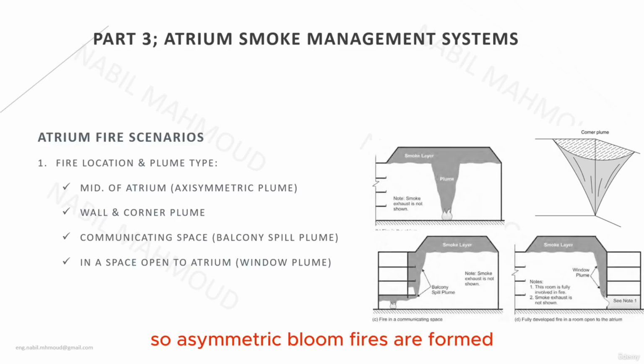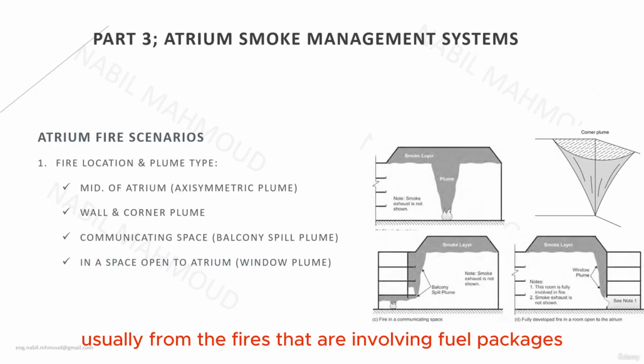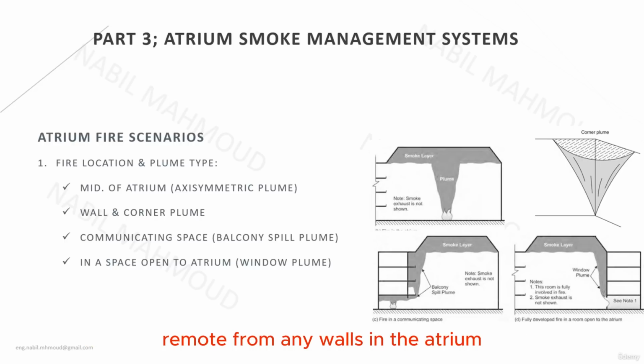Axisymmetric bloom fires are usually formed from fires involving fuel packages remote from any walls in the atrium, usually near the center or at the center of the atrium floor. Being remote from any walls, we need to note that the air is entrained around the entire bloom perimeter of the smoke along the entire clear height of the bloom. And of course, more entrained air means more mass flow rate required to extract the smoke.